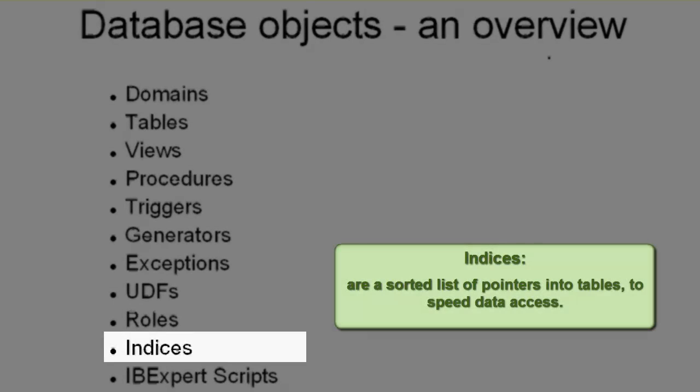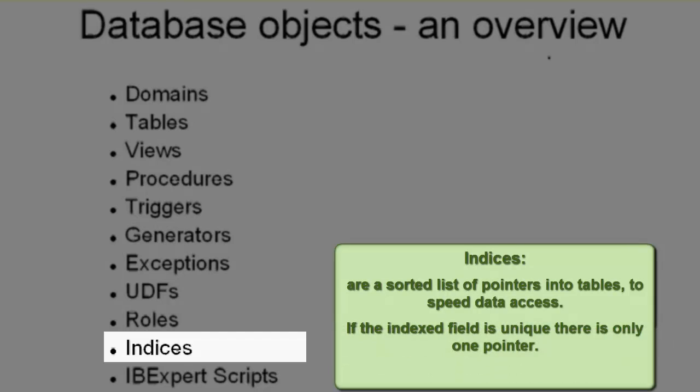Indices can be compared to book indices, enabling rapid search capabilities. They are a sorted list of pointers into tables to speed data access. If the index field is unique, there is only one pointer. An index can be ascending or descending, and can also be defined as unique if wished. A tip, you don't need to set an index just because of an order by. Order bys are so quick that an index will not bring much improvement. Indices are, however, useful when using where conditions.